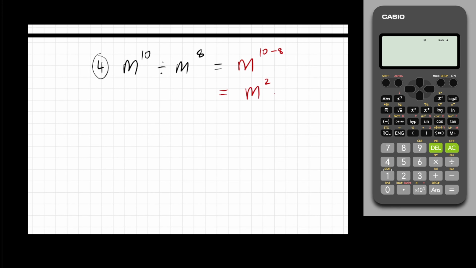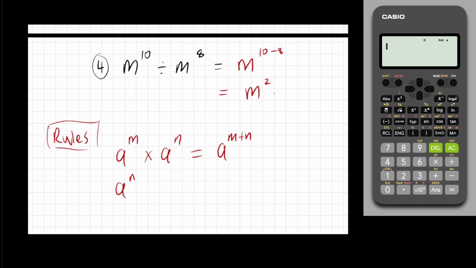Okay, so let me just write the rules down here. If you have a to the m times a to the n, then you just add the little numbers. And then if you've got division, then you subtract the little powers like that. And those are the rules. So basically, they have to be the same bases. If you're multiplying, you add the powers. If you're dividing, you subtract the powers.